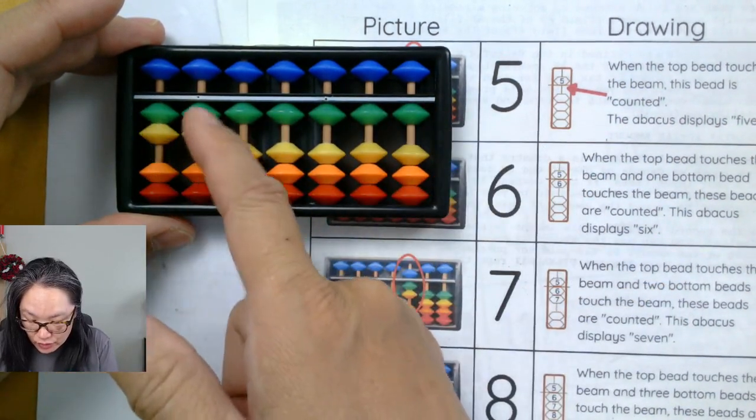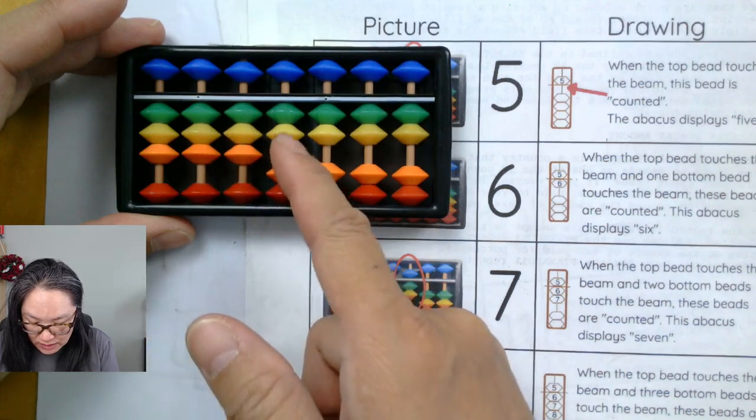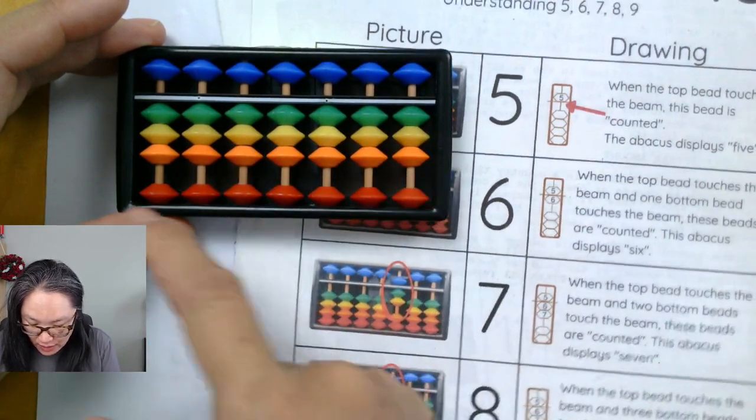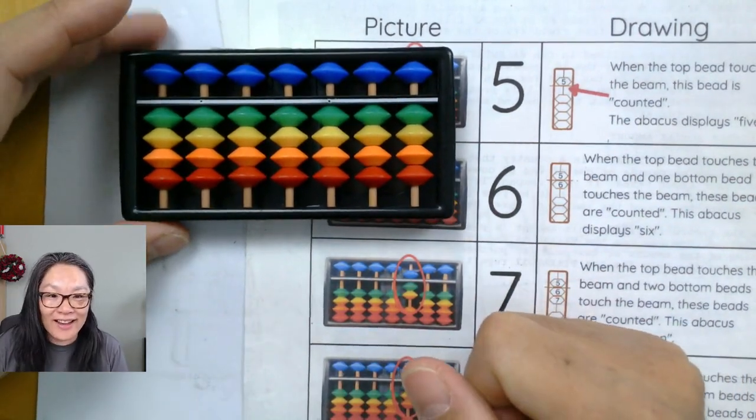And then we have 2s, and then 3s, and 4s. They say repetition's really good, right?